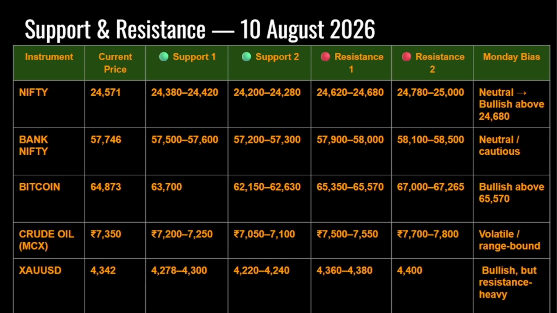So let's quickly summarize today's market. Nifty mild bullish, Bank Nifty neutral to cautious, Bitcoin mild bullish, important level is $65,570. Crude oil volatile and range bound. Watch 7,500 to 7,550 on the upside. Gold is bullish but resistance is heavy. Watch for 4,360 to $4,380.